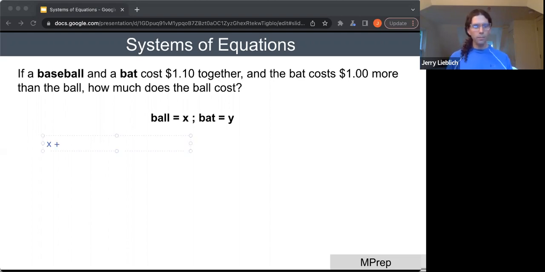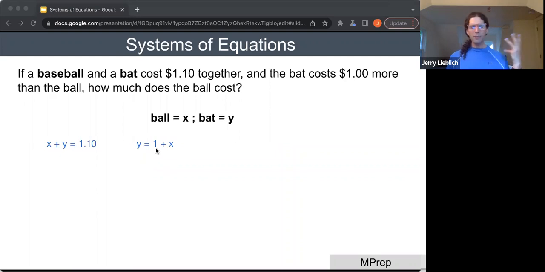So the price of the ball plus the price of the bat equals $1.10. So my first sentence becomes my first equation. And the bat costs $1 more than the ball. Take this next phrase, the bat costs $1 more than the ball. In other words, if I add $1 to the ball, I get the bat.